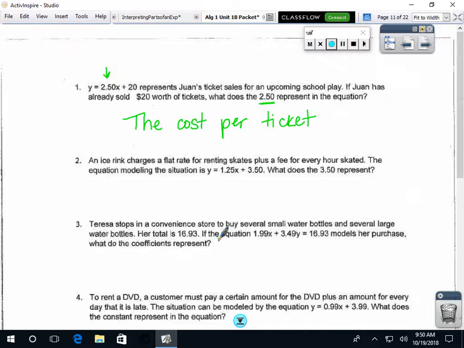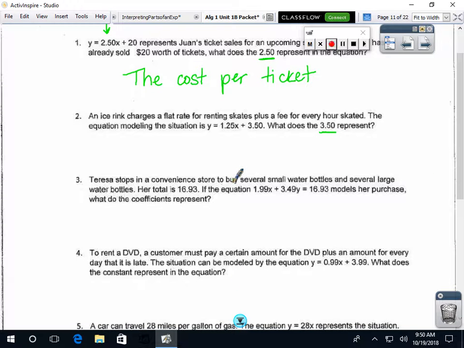Alright, number 2. An ice rink charges a flat rate for renting skates plus a fee for every hour skated. The equation modeling the situation is y equals 1.25x plus 350. What does the 350 represent? It's actually the flat rate to skate. Okay, because it says it charges a flat rate, which would be a one-time fee, so that would be your constant, plus a fee for every hour skated.